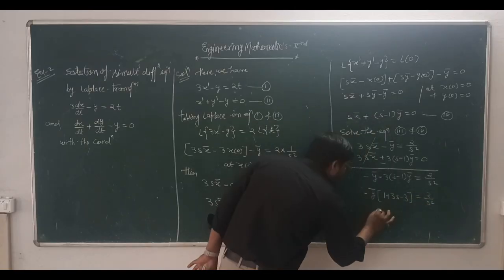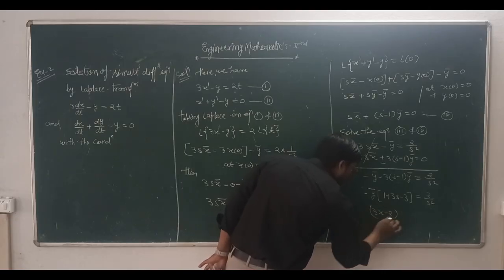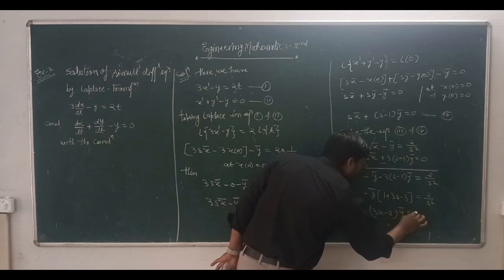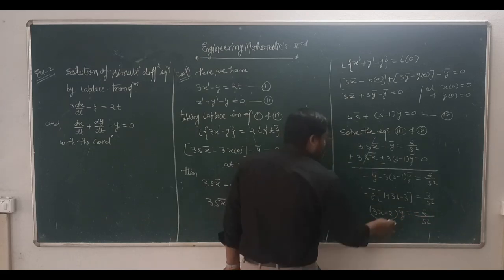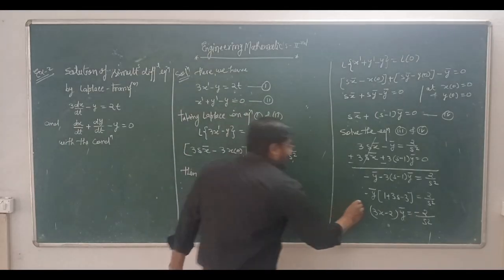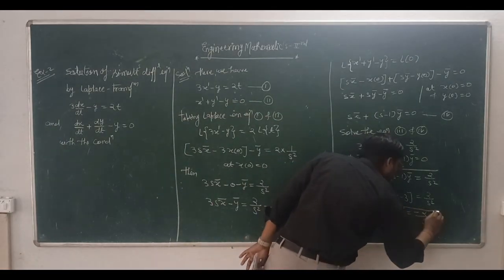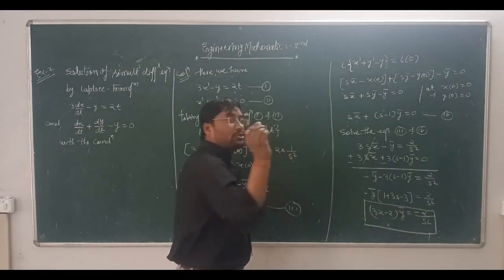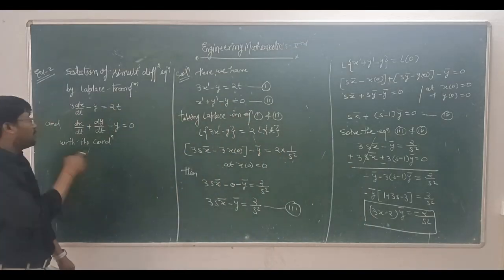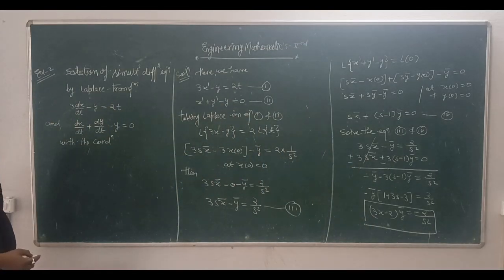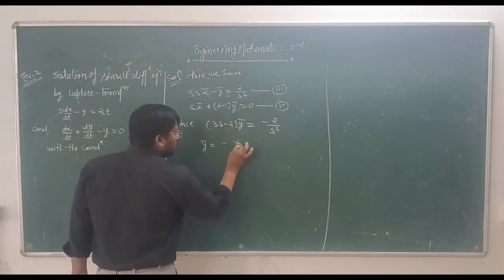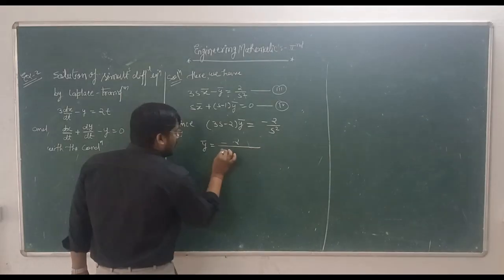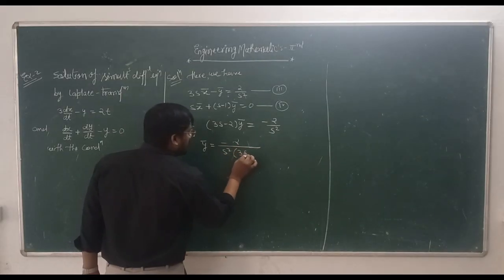Now you can write 3s minus 2 Laplace of y is equal to minus 2 upon s square. Now you can write this. Please, you can note down all the steps of the given solution. Laplace of y is equal to minus 2 upon s square into 3s minus 2.